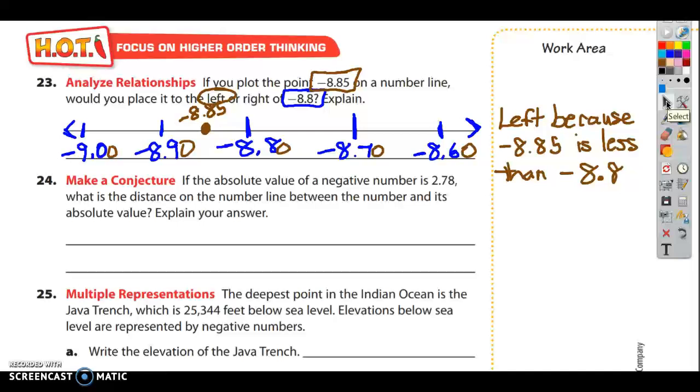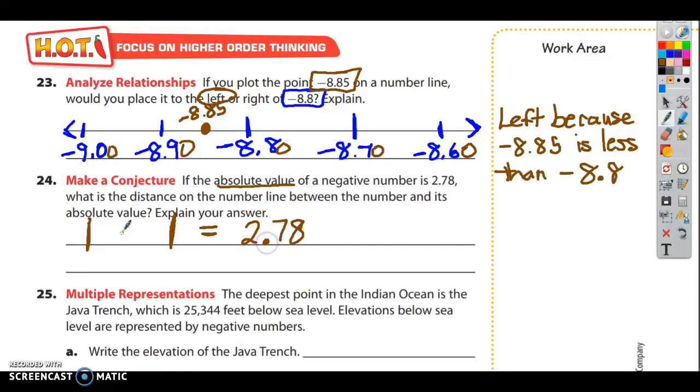Number 24, make a conjecture. If the absolute value of a negative number is 2 and 78/100ths, what is the distance on the number line between the number and its absolute value? Explain your answer. So there's a lot to this question, but I think I can help you understand it. If the absolute value, see what I did here? I took the word absolute value and I put the signs, and it says is 2.78. So the answer is 2.78.